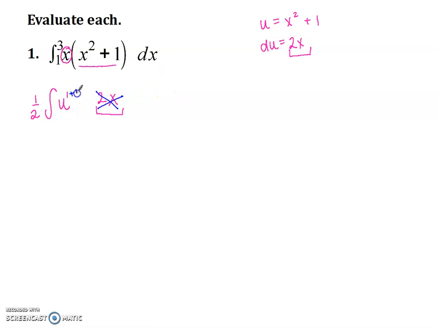And so then from here, it's just going to be our power rule. So add 1, that makes your new exponent 2, divide by 2. So that will be 1/4 u squared. We don't need the plus c for definite integrals. Okay. So then what I'm going to do is put the x squared plus 1 back in.